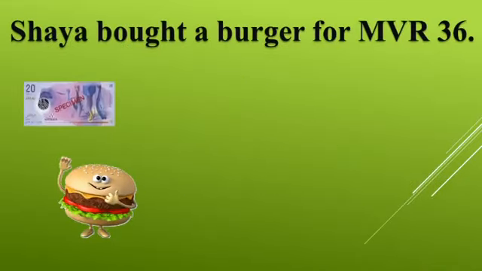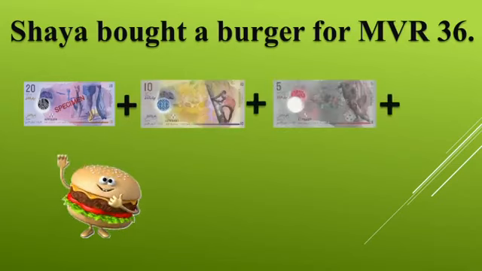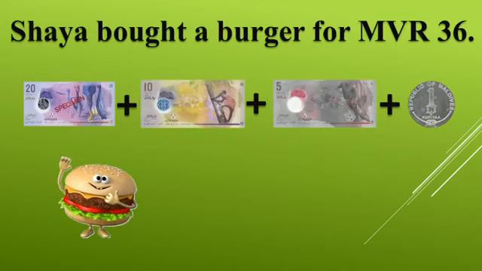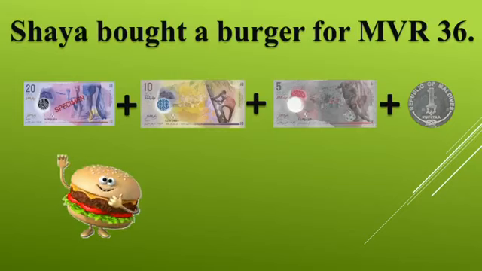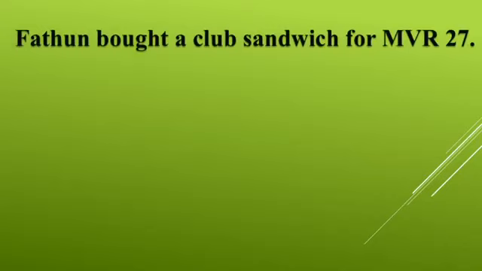Shaya bought a burger for 36 rupiah. So this time Shaya gives 20 rupiah, 10 rupiah, 5 rupiah and 1 rupiah to the cashier. So this is the second way we can partition 36 rupiah. So let's look at the second example.